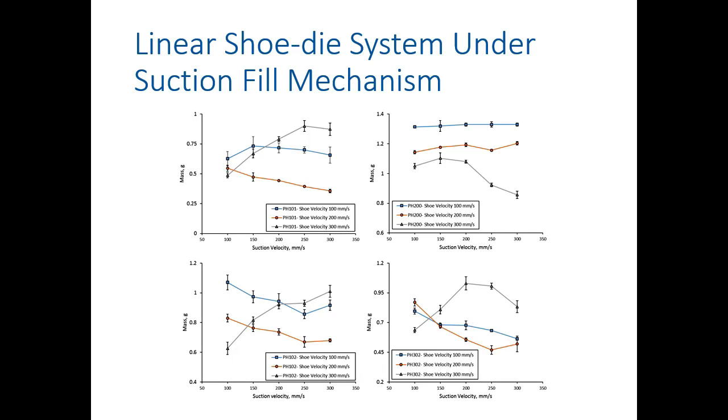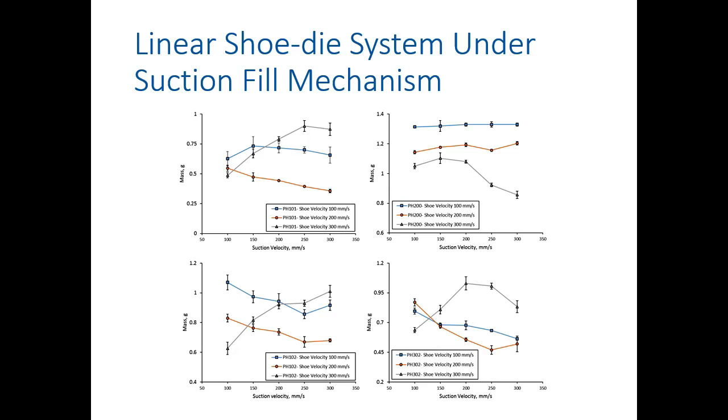So we carried out the experiments for a range of shoe velocities and suction velocities, and we had some really interesting observations. Based on the gravity field experiments, we observed that by increasing the shoe velocity, we get less and less material inside the die. However, for suction field, we observed that by increasing the suction velocity at a given shoe velocity, we can actually see an increase in the mass delivered.